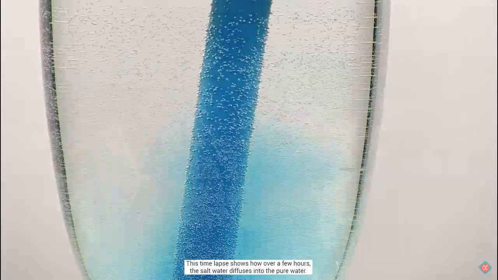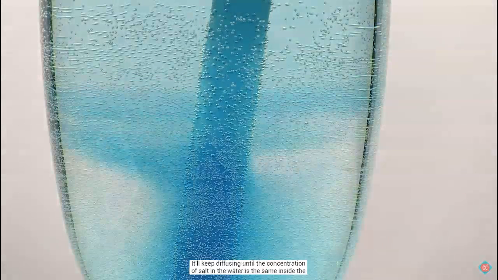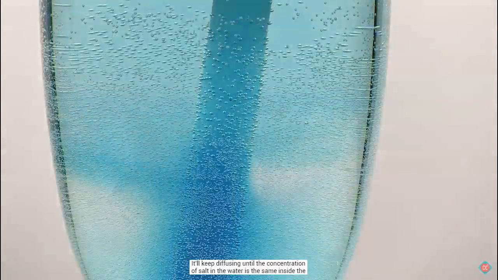This time-lapse shows how over a few hours the salt water diffuses into the pure water. It'll keep diffusing until the concentration of salt in the water is the same inside the membrane as outside. When water does this, attempting to become isotonic, it's called moving across its concentration gradient.